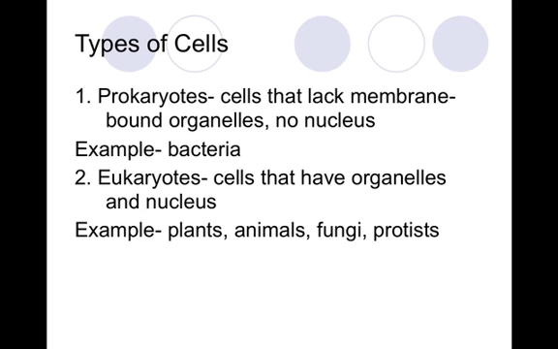Eukaryote cells are like you. They are cells that have organelles, membrane-bound, and they have a nucleus. Plants, animals, fungi, protists, all of those are examples of eukaryotes. Two big major types of cells, and they are divided up based on whether they have a nucleus or not.